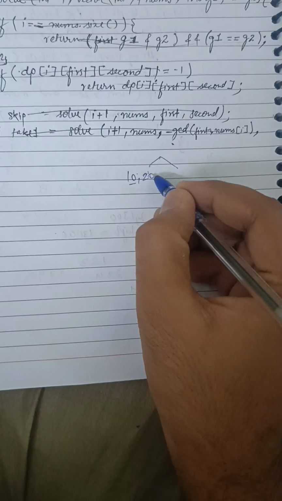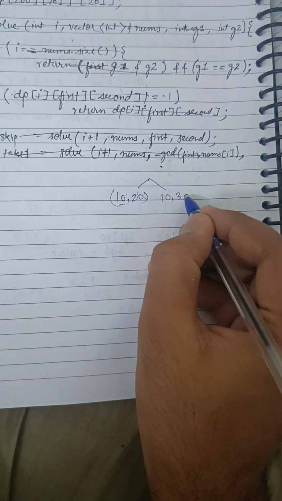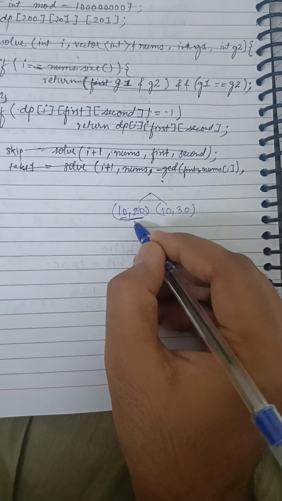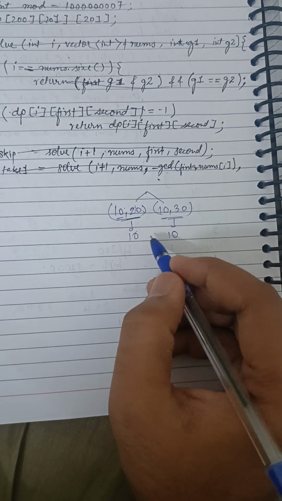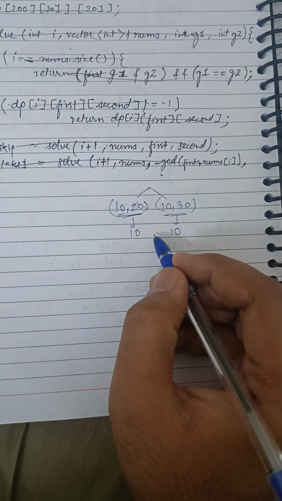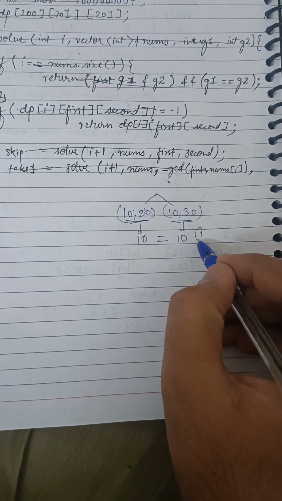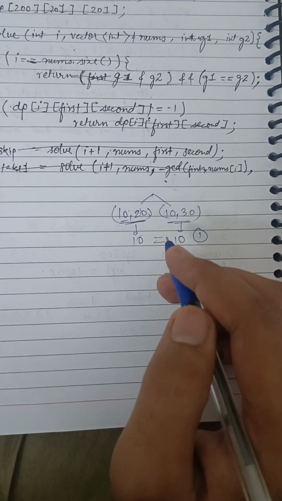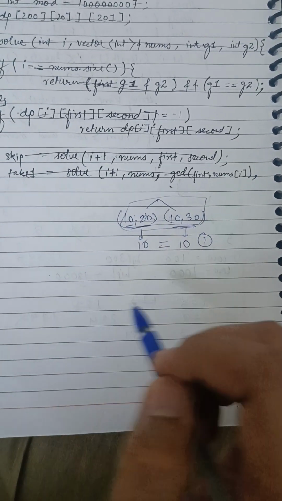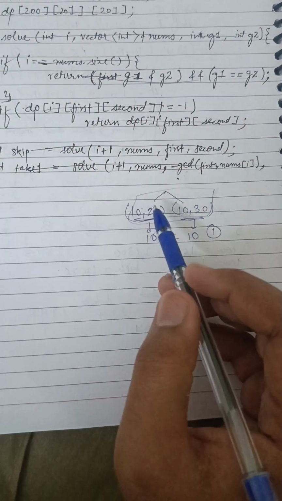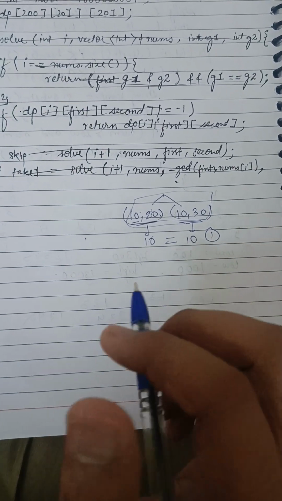Like 20. Okay, and here we take 10, 30. So the HCF of this one is 10 and the HCF of this one is also 10. Since both GCDs are the same, it is counted in our answer, that is 1. So this is considered to be a valid pair of subsequences, where 10, 20, 30 will be given in the array of nums.